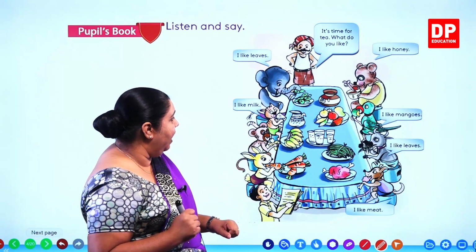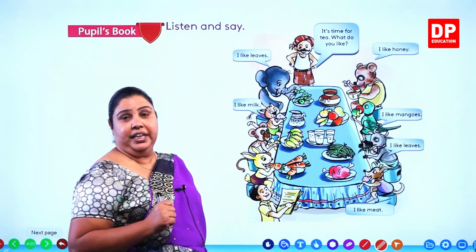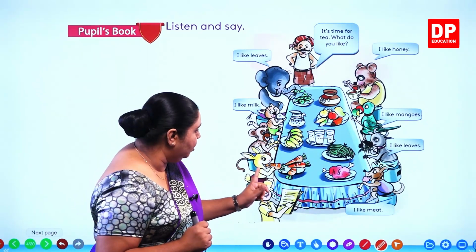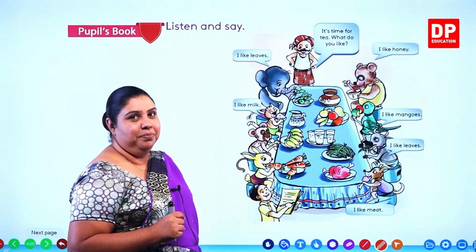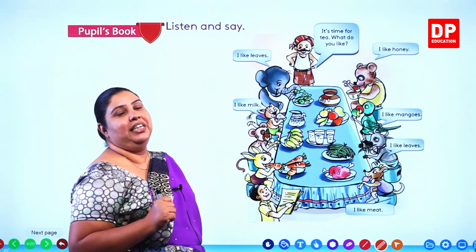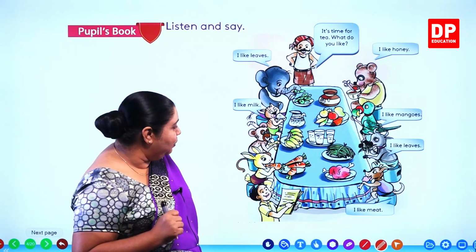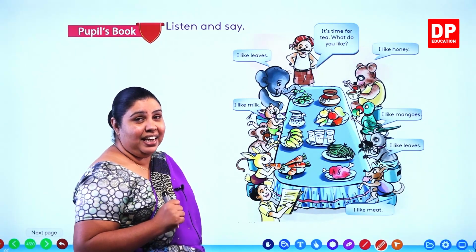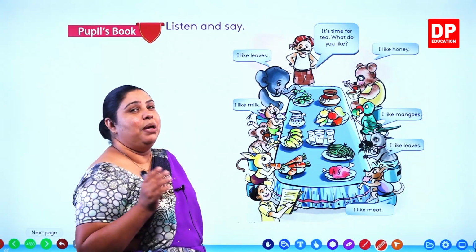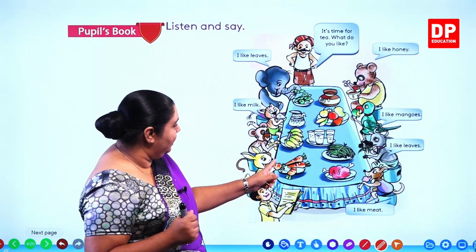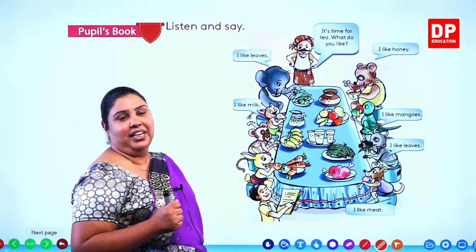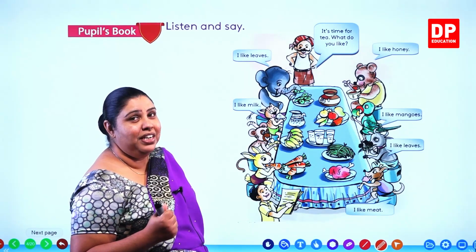Then we have our rabbit over here. Can you see? Now he is not talking, but he also has something over here. The rabbits love to eat carrots, don't they? They eat grass as well, but they really love to eat carrots. Now can you see? The rabbit has a big plate of carrots over here. So that's his favorite food.